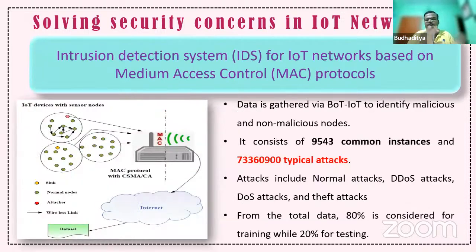So keeping that in mind, this is what the generic diagram is. For that, we will create a data set. The data is gathered through the Bot-IoT data set, which is a very commonly available data set. In fact, there is also something called botnet, but we prefer Bot-IoT because it had around 9453 normal instances and around 7 lakh typical attacks. That includes everything: denial of service, the man in the middle attack, and the normal traffic. So all together around this much. And this huge data set was trained, keeping in mind that 80% is considered for training and 20% for testing.